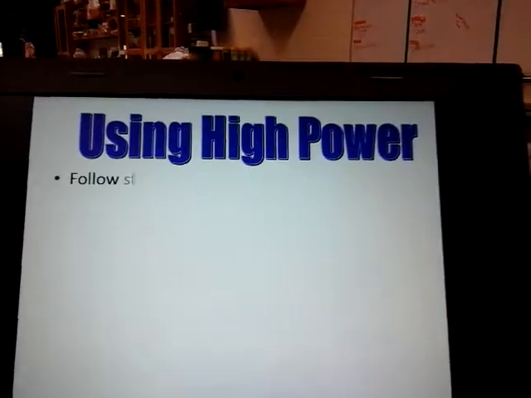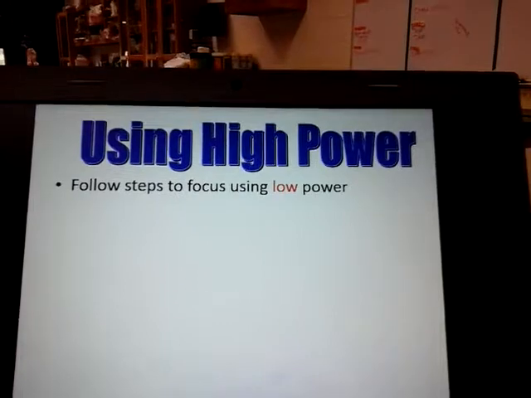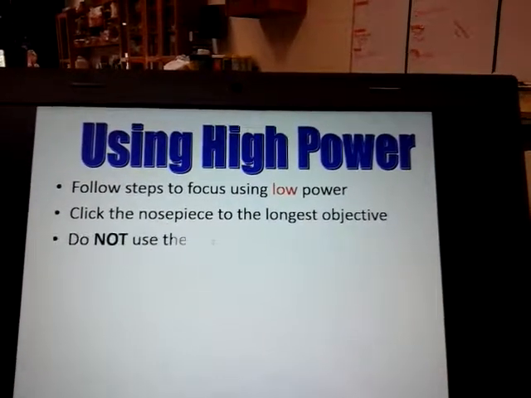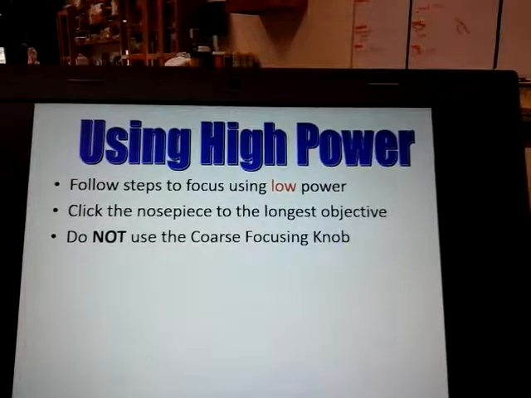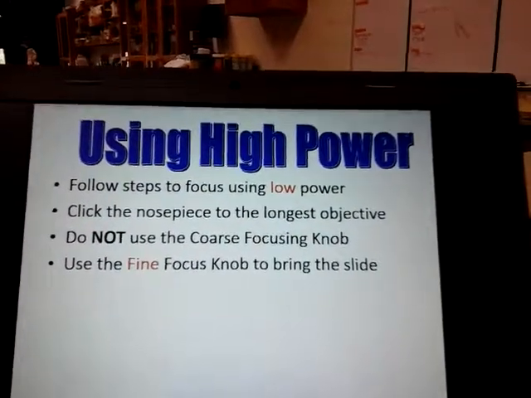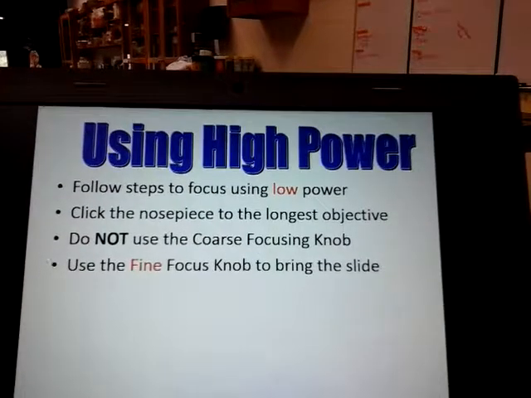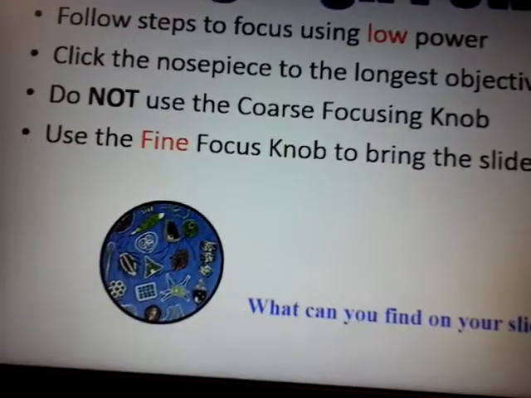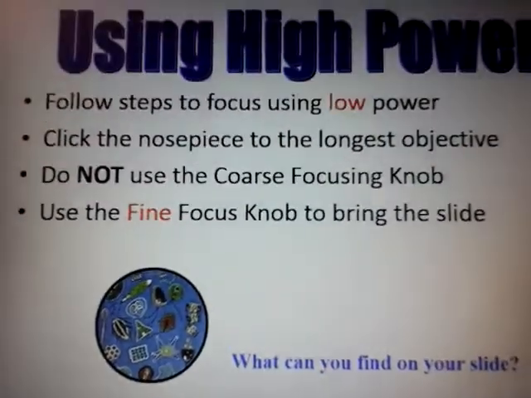And then once you flip over to high power, again, you're going to start on low power, which is red. Then you'll click it to whatever you want to use next, and then you'll never use the coarse focus knob again, ever. Okay. You're going to use the fine focus knob. And it will allow you to see all these different things on your slide.